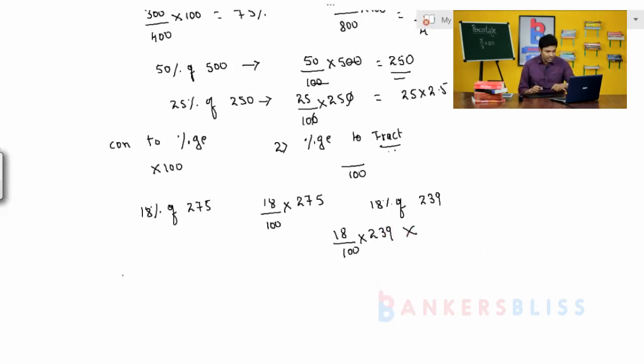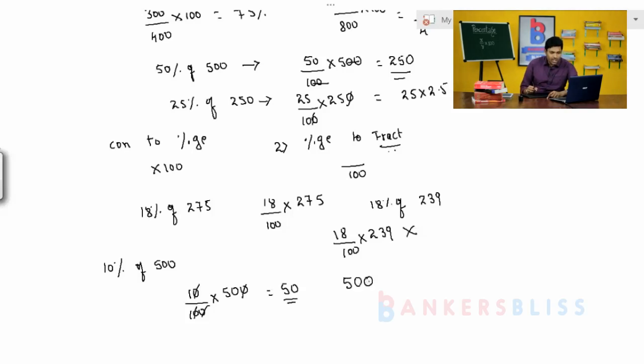For example, 10% of 500 you have to calculate. How to calculate 10% of 500 in the traditional method? 10 by 100 into 500. One zero cancels, one more zero gets cancelled, you got 50. It was 500, now it is 50, which means the point is shifted. 500 means 500.0, and the point is shifted by one place.